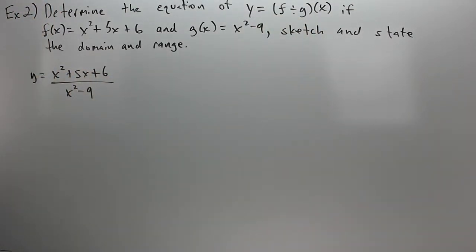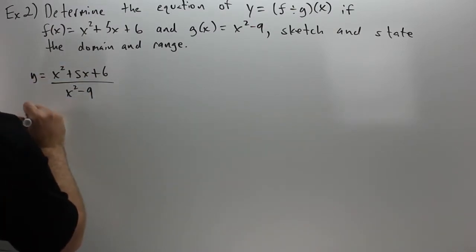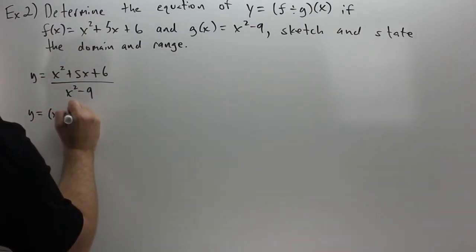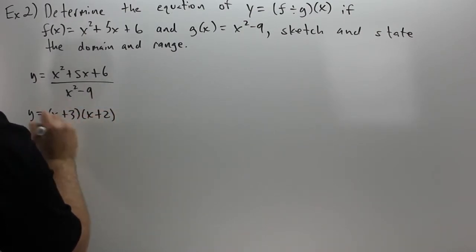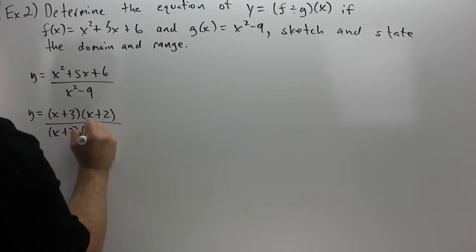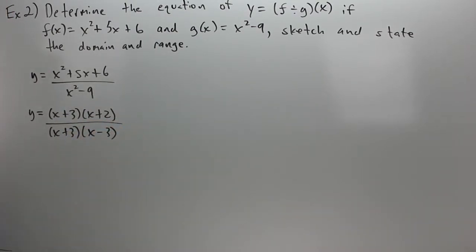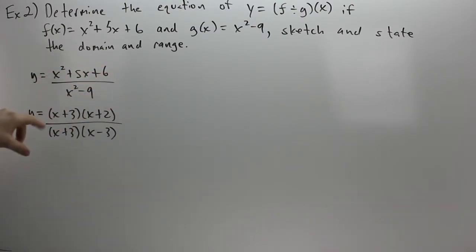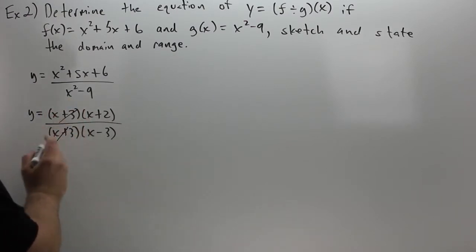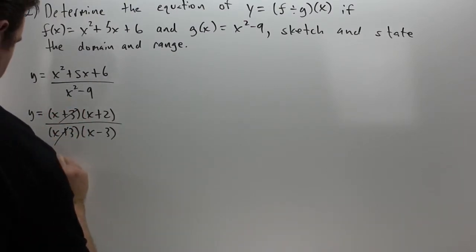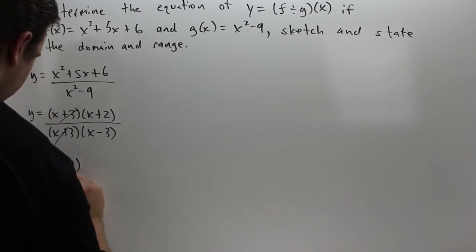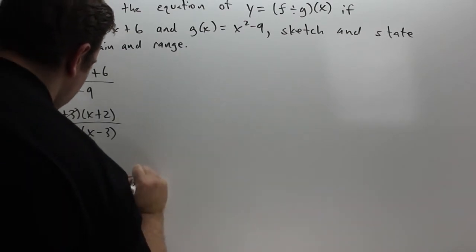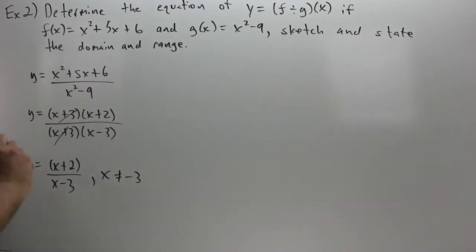Okay, so what we can do next here is simplify this down a little bit into y equals (x plus 3)(x plus 2) divided by (x plus 3)(x minus 3). That's just basic factoring. Two numbers multiply to 6 and add to 5: 3 and 2. And the second one here is the difference of squares. X squared minus 9 simply turns into (x plus 3)(x minus 3). So at this point we can cancel out the x plus 3's, leaving us with the function y equals x plus 2 divided by x minus 3, with the restriction that x cannot equal negative 3. So that there is your equation.